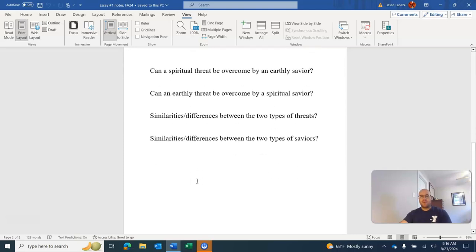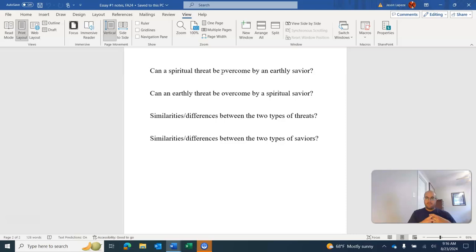And then finally, I have some questions that I think would make for interesting critical thinking exercises and probably a good paragraph or two. So where do the different types of salvation overlap? Can a spiritual threat, something like a demon or hell or a devil or sin, ever be overcome by an earthly savior? Something like a friend or a parent or a first responder even? And if so, how is that possible? And if not, why not?